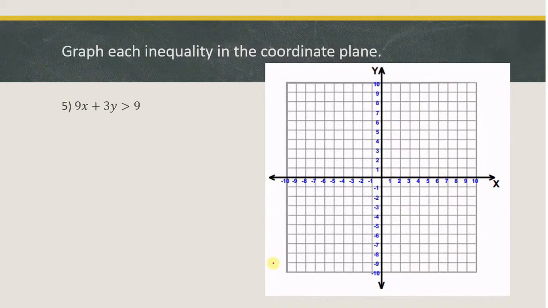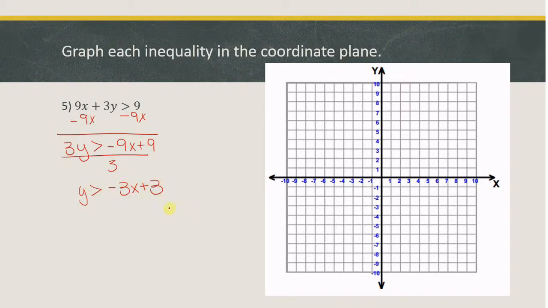We're going to try one more here. So we have 9x plus 3y is greater than 9. Let's follow all of our steps. First things first, solve for y. So let's get y alone here. Alright, divide by 3, it looks like. There we go. So we solved for y.